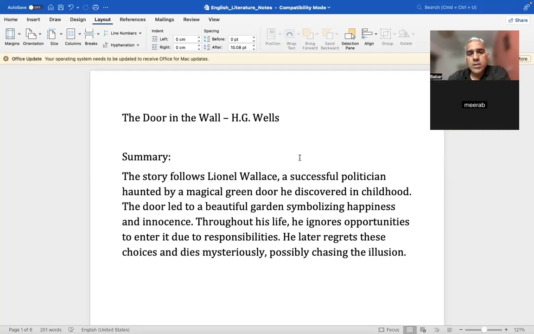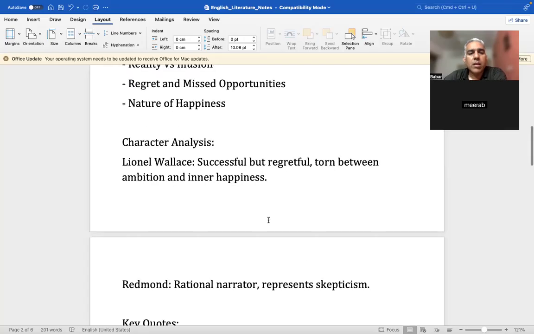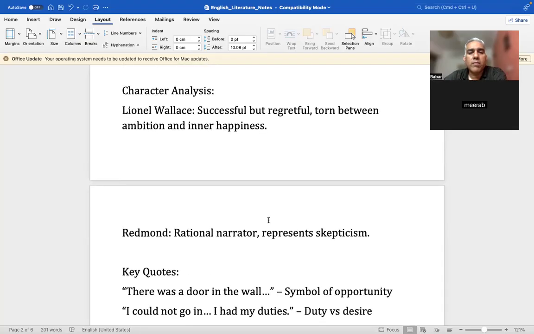Okay, so this is for paper two. The story that you have is The Door in the Wall by H.G. Wells. And the story has two characters particularly. First of all, we'll look at the characters that are there. The one is Lionel Wallace, and the other one is Redmond.